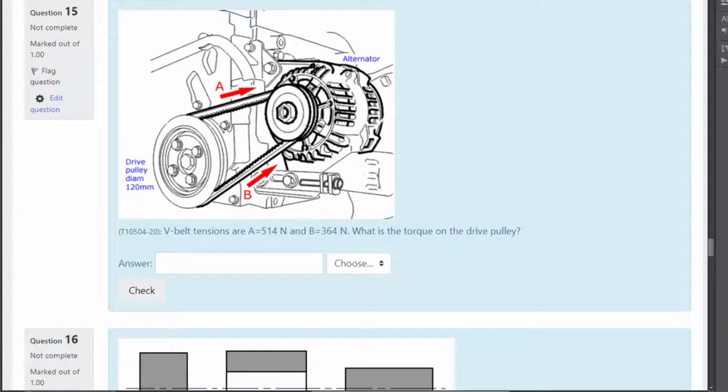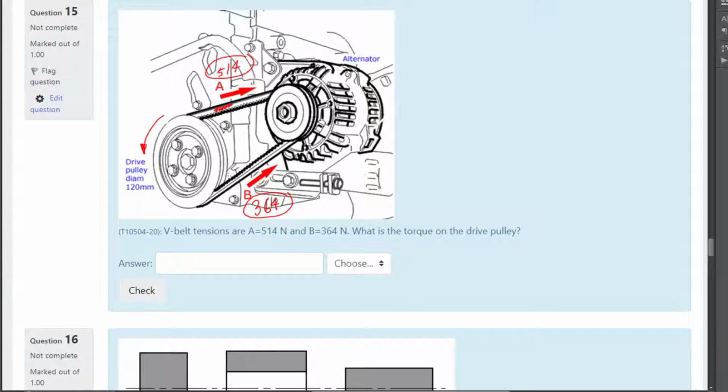Now, we have tension A and tension B relative to the drive pulley because it's pulling the pulley. But if it was relative to the alternator, those arrows would be the opposite way. All right, so A is 514 up here. And B is 364, so 364 down here. Which one's tighter? The top one. Which way is it going? This one's tighter, so it must be spinning that way because this is the drive pulley. So the drive pulley is pulling it. Pulling it means that it's pulling harder on the top. This is getting more tension in it than the bottom has. So therefore, we know the direction must be this way, which is anti-clockwise.